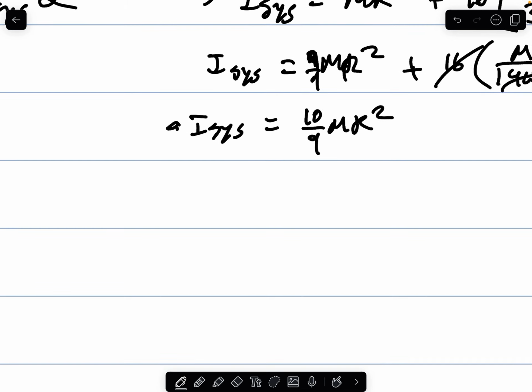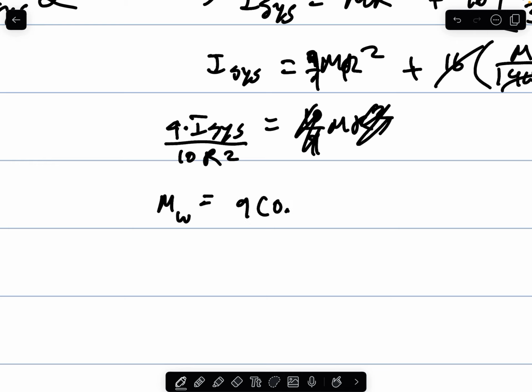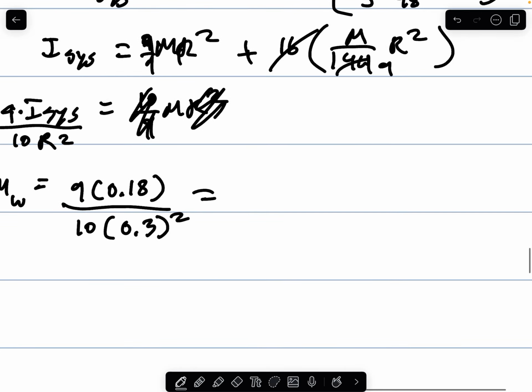And now I multiply both sides by 9 and divide both sides by 10r squared to get the mass of the wheel. Mass W is for mass of the wheel. And 9 times the moment of inertia of the system, 0.18, over 10 times the radius 0.3 squared. So now the mass of the wheel is 1.83.